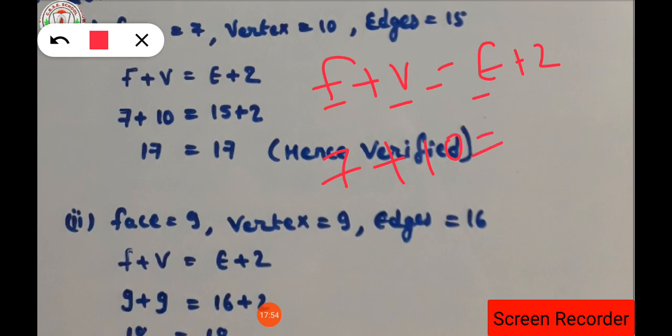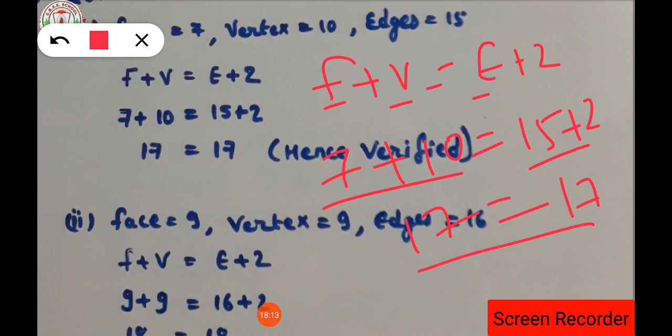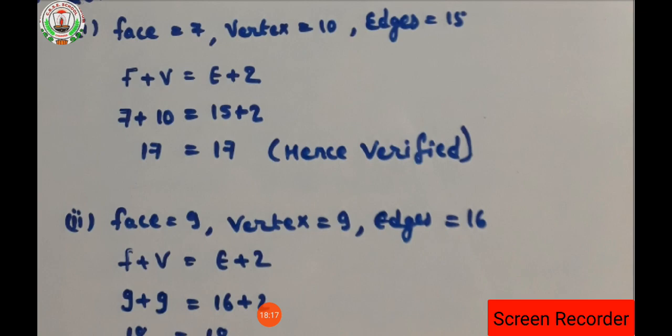So in this, face is 7, vertex is 10. From the figure first we have to count the number of faces, vertices and edges. Then we have to put the values in Euler's formula. The edge is 15, so 15 plus 2. Here 7 plus 10 is 17 and here 15 plus 2 is 17. So LHS and RHS both values are the same, isn't it? That means it is verified.